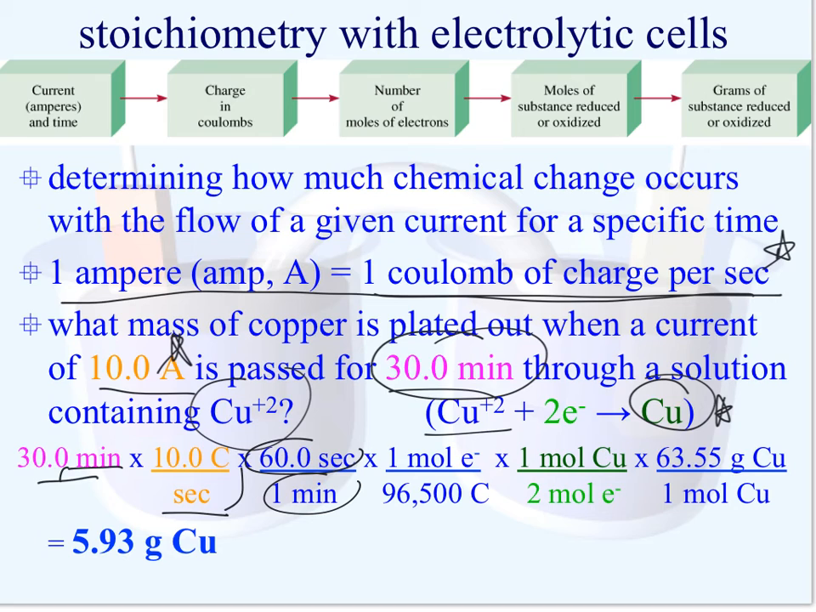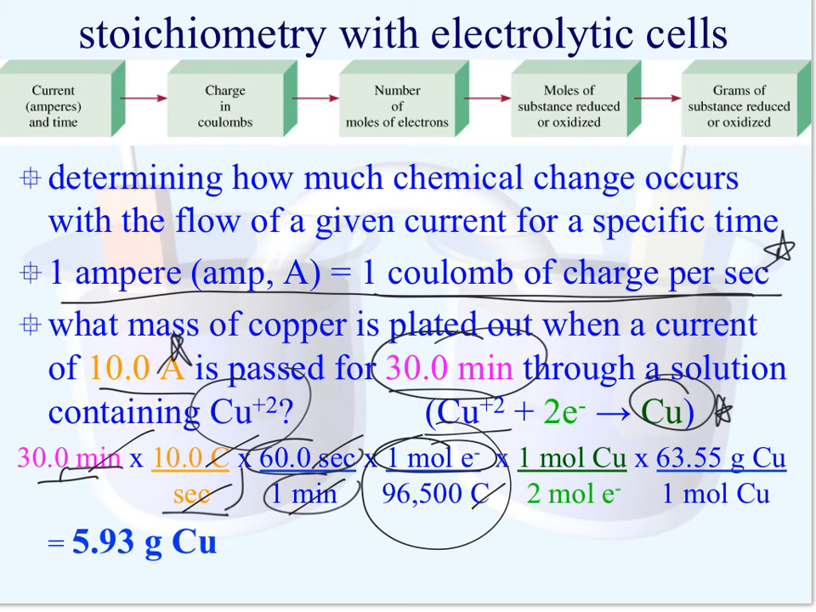We also need to figure out the relationship between our coulombs and moles of electrons. The conversion factor here is 96,500 coulombs of charge per mole of electrons. That's how much charge a mole of electrons carries. This conversion factor allows us to get out of coulombs. Notice we've canceled minutes, canceled seconds, and canceled coulombs. At this point, we're in moles of electrons.